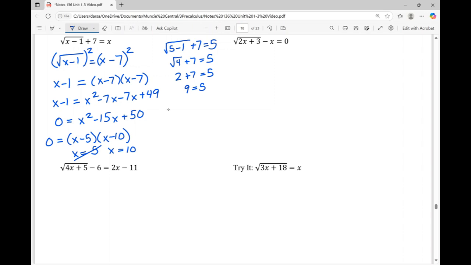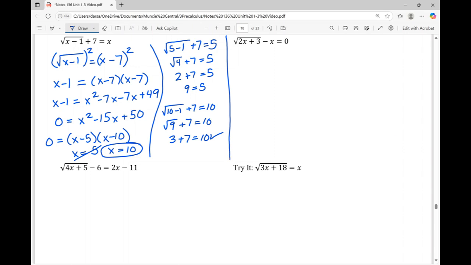Let's try it again with the 10. So square root of 10 minus 1 plus 7 is equal to 10. Is the square root of 9 plus 7 equal to 10? Well, is 3 plus 7 equal to 10? Yes. So we get to keep x equals 10 as one of our solutions, but x equals 5 is not a solution.